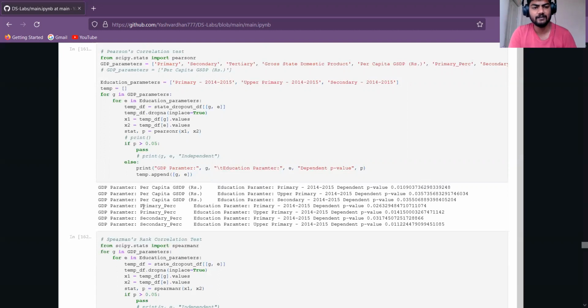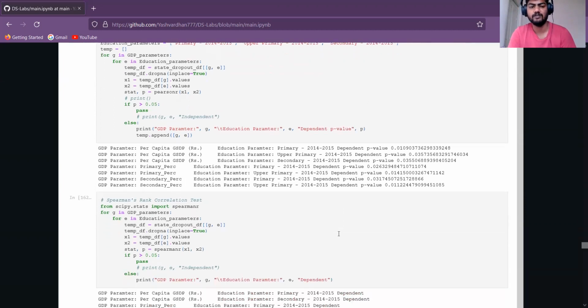Similarly, we calculated the various GDP parameters such as primary percentage and secondary percentage, where the education parameter is the primary for the year 2014 to 2015, and the result that comes out is dependent. Similarly, for the secondary percentage for the years 2014 and 2015, primary is dependent, and for the upper primary, it is 2014 to 2015.